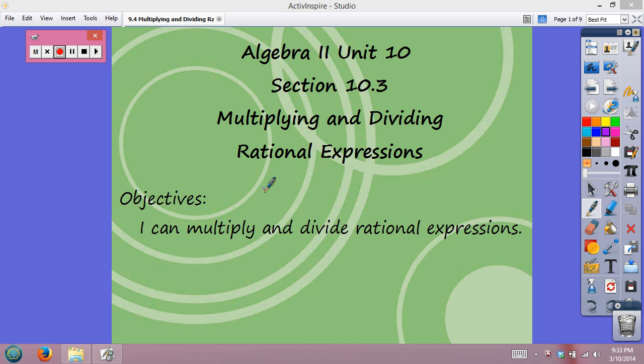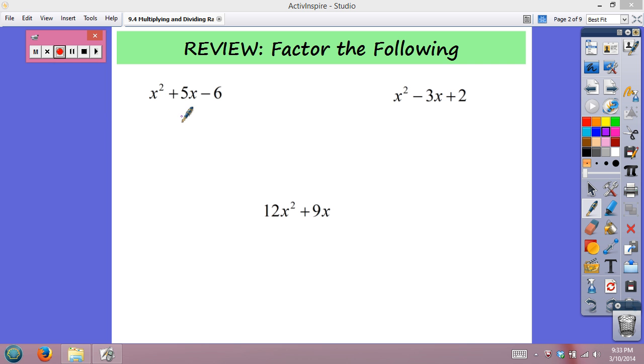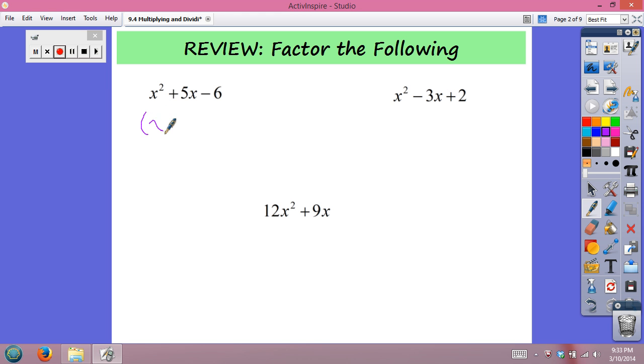In this lesson, we are going to be multiplying and dividing rational expressions. As a quick review, the first thing we want to look at is how to factor the following. Hopefully this will be an easy review for most of you. If you're having a hard time with this, now is the time to catch up.